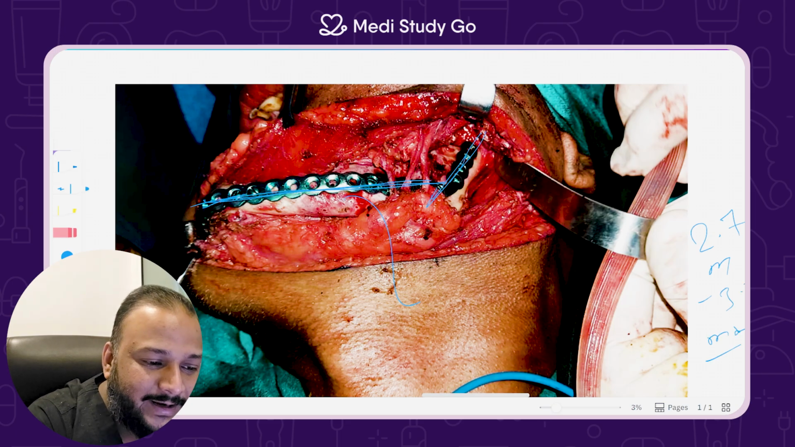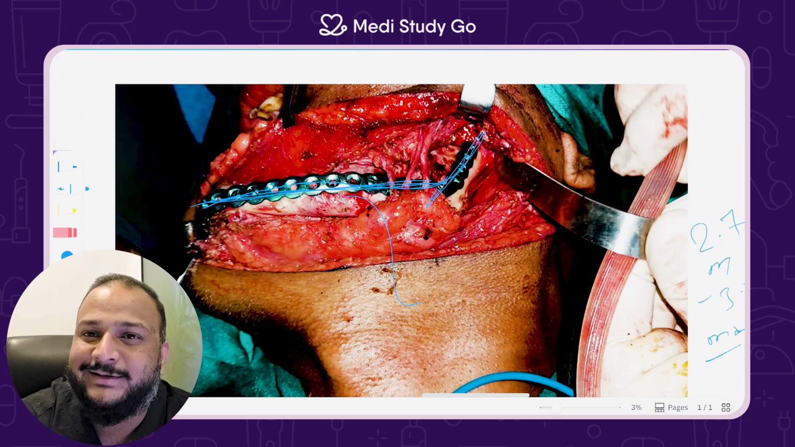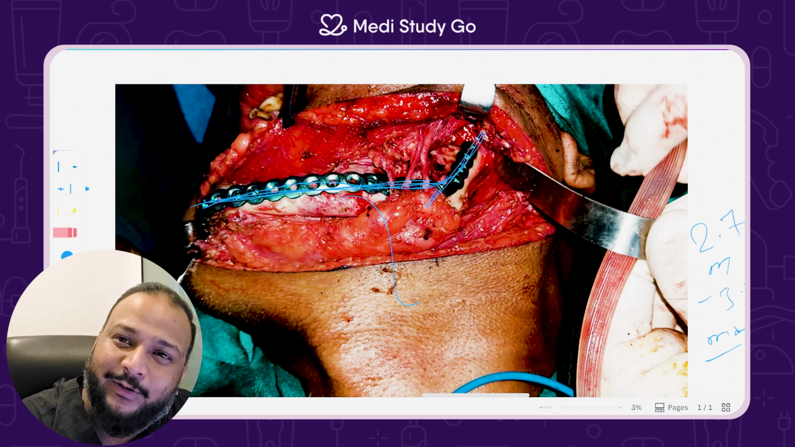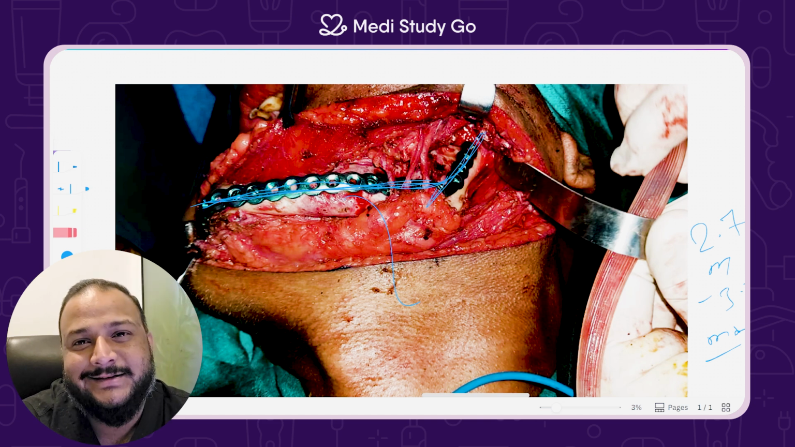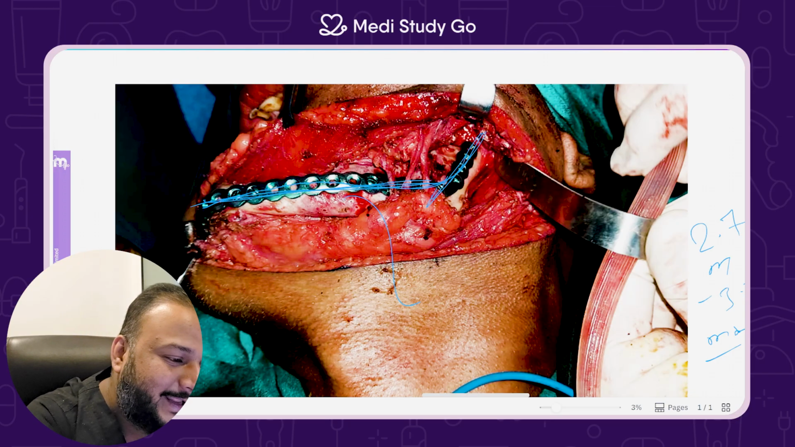Now such a thick plate, look at this. This plate does not need a tension band. This plate does not need arch bars. It is more than capable of taking away all the forces from muscles of mastication as well as the occlusal forces. This is what a recon plate looks like.